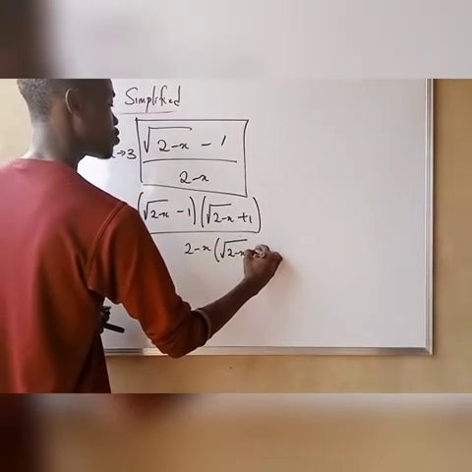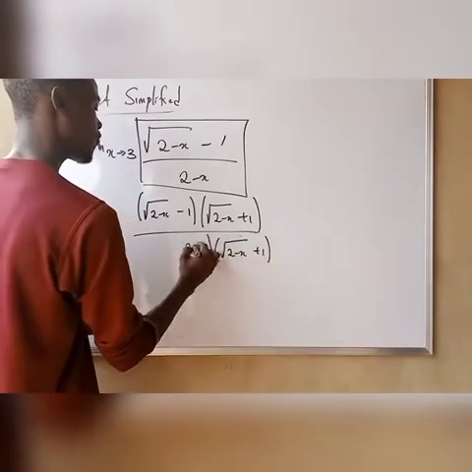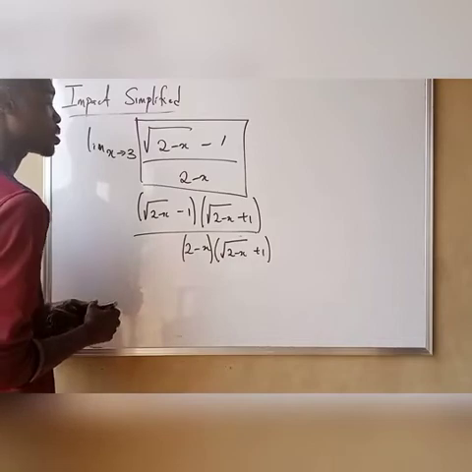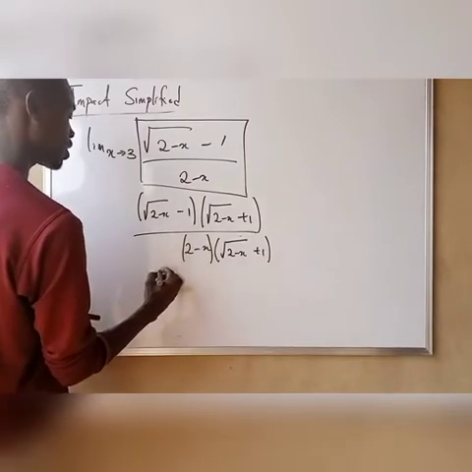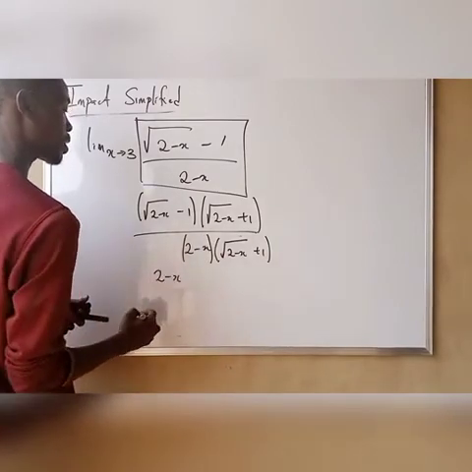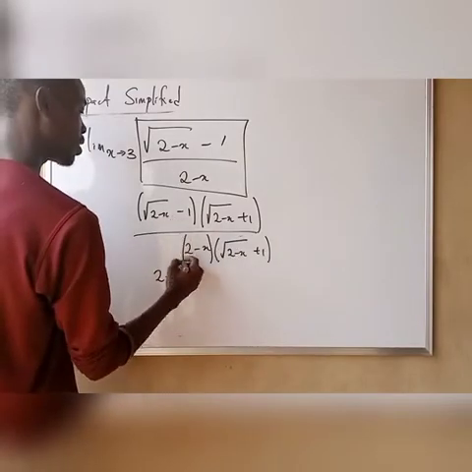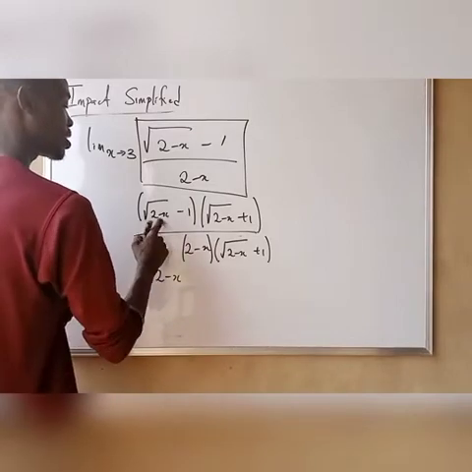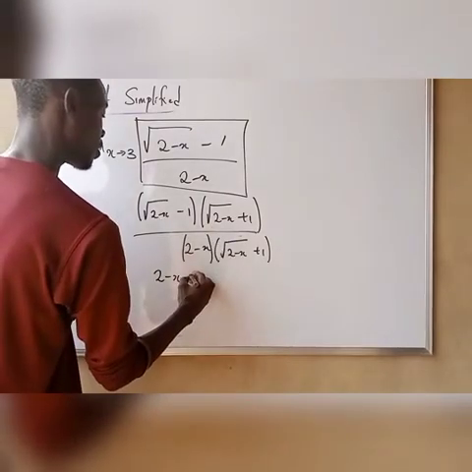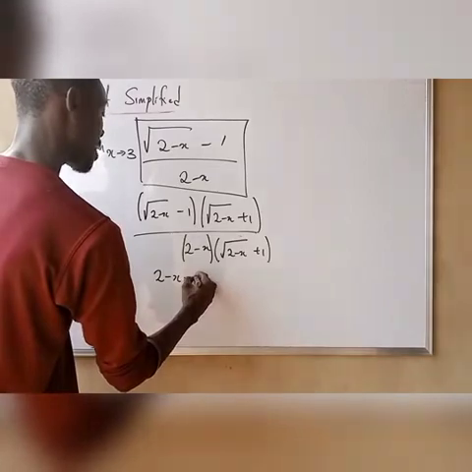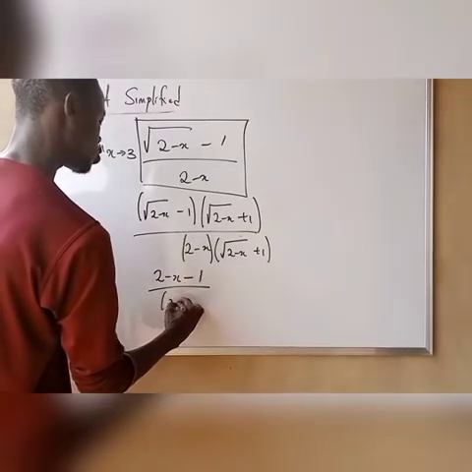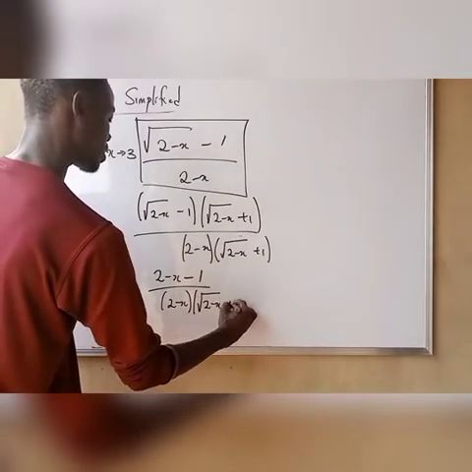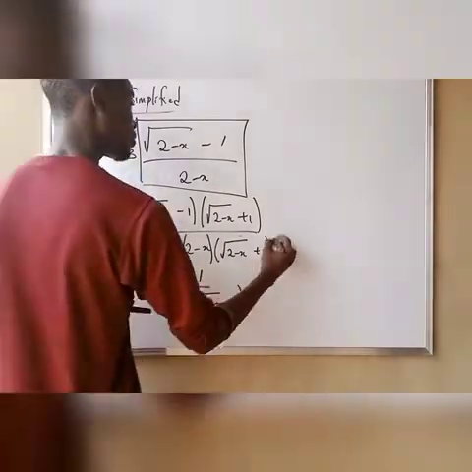You multiply through by the conjugate of your numerator. And if you are having this, what are we going to have? This time this will give us 2 minus x. It will cancel since it's conjugate. So this time this will give us 2 minus x. This time this will give us minus 1 divided by 2 minus x into the square root of 2 minus x plus 1.